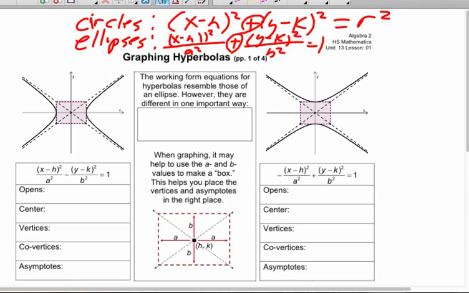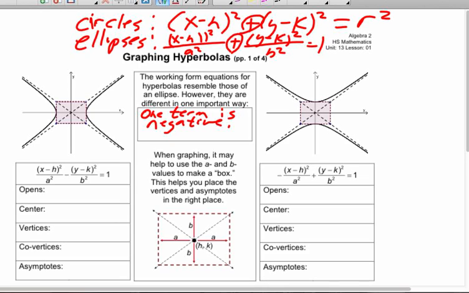Okay, hyperbolas are going to look very similar, especially to ellipses, except that one term is negative. All right? Or they're going to have opposite signs.